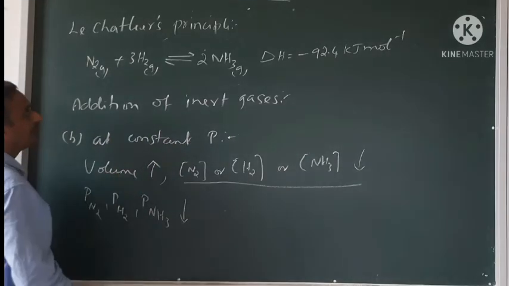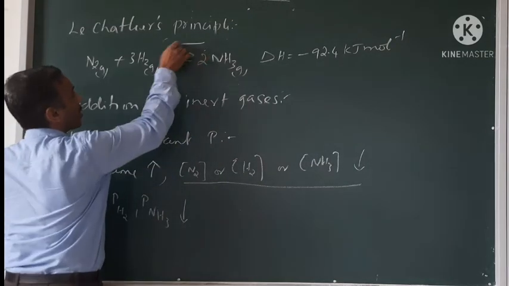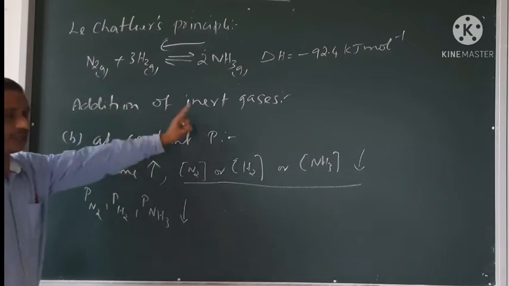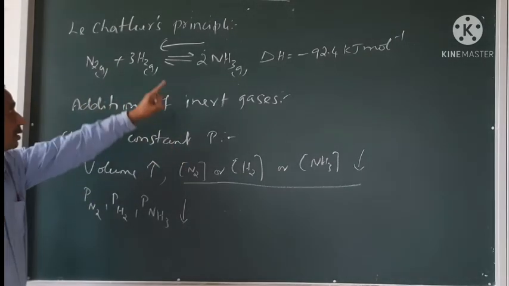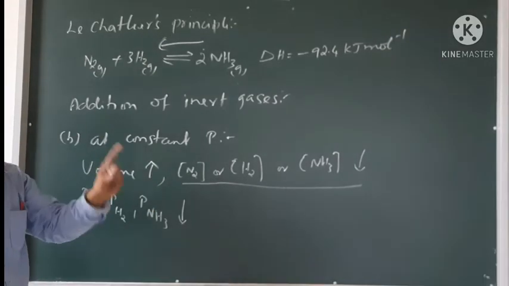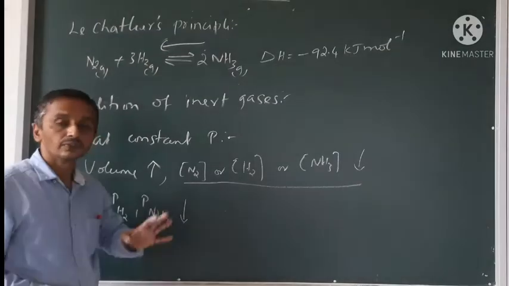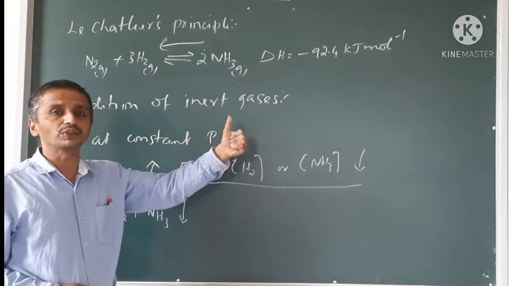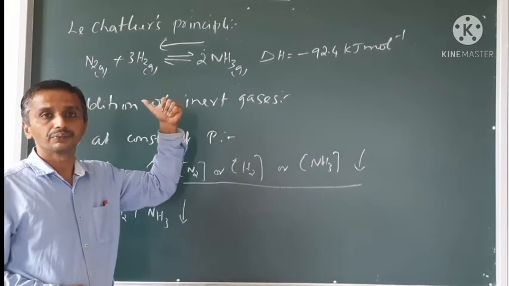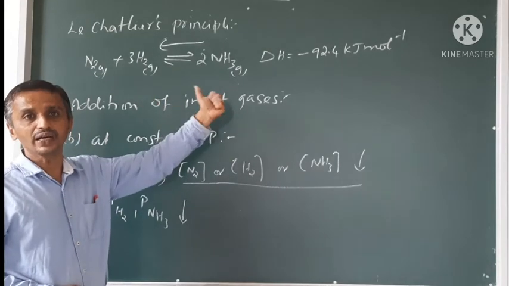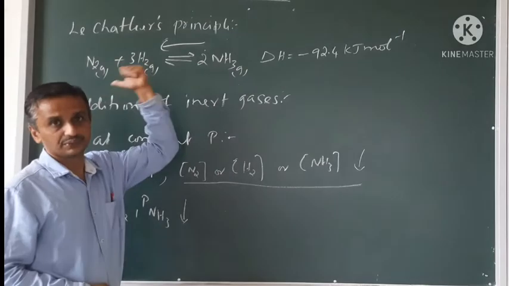And remember here, the increase in number of moles is in the backward direction, means when the inert gas is added at a constant pressure, the backward reaction is favored, not the forward reaction. Instead of saying the backward reaction, I can say the equilibrium shifts to the left. Yes, left.